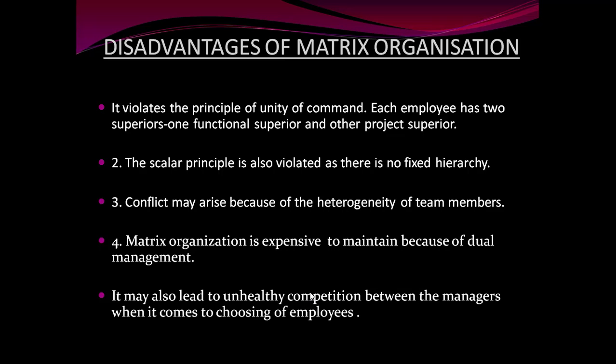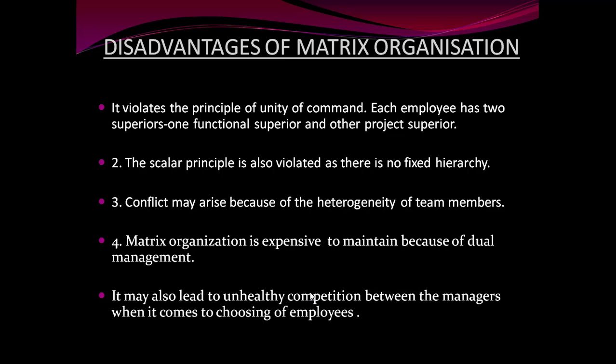Then the second point is the scalar principle is violated here, and there is no fixed hierarchy, right? Scalar principle says that there is a top management, middle management, and lower level management where the information flows, right? So the information flows from the top management to the middle management and then to the lower level management. But that is violated here because there is no fixed hierarchy, because one is from the vertical chain of command and the other is from the horizontal chain of command, right? So it is violating the scalar principle.